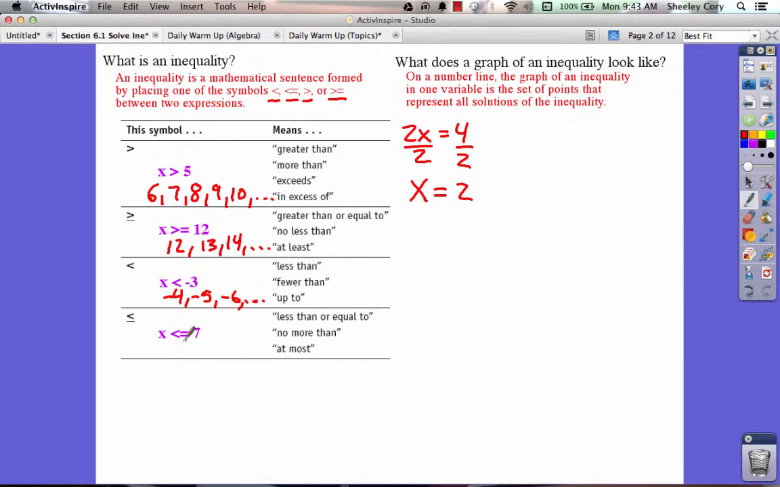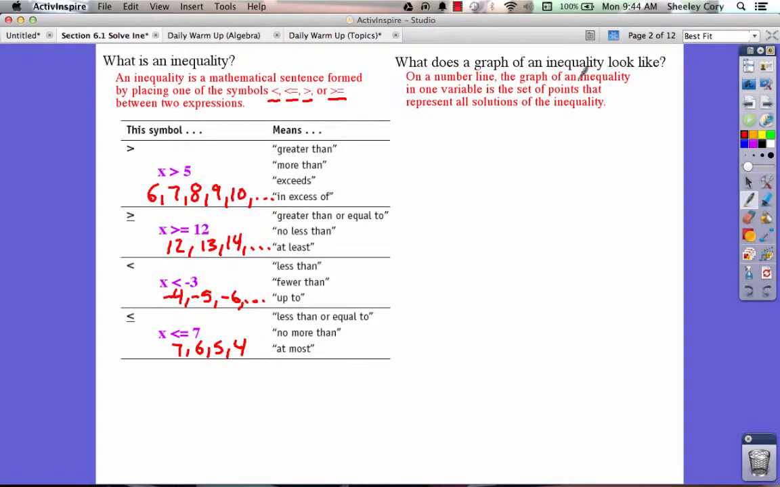And then down here, x ≤ 7. If x is less than or equal to 7, it's going down from 7. So 7, 6, 5, 4. And remember, it can be 7 because it could be equal. But the numbers have to be less than or equal to 7. It's actually easier to see this if you go ahead and graph an inequality.